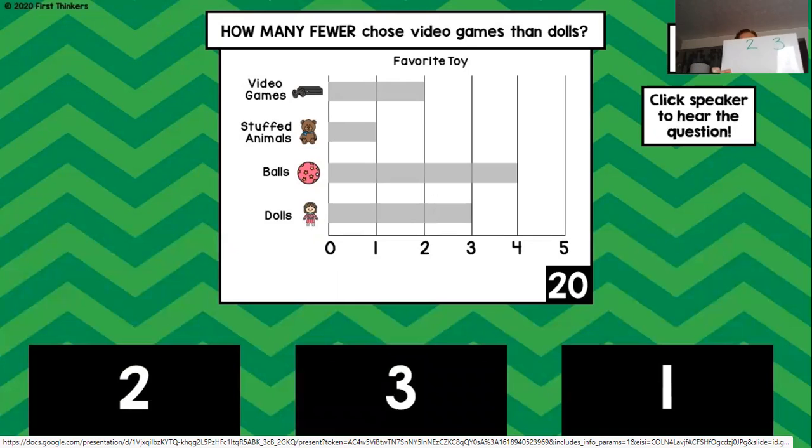Let's see if we get the same answer. So I have 2 and 3. I told you we could subtract. Wait a second, when you subtract, what number has to come first?